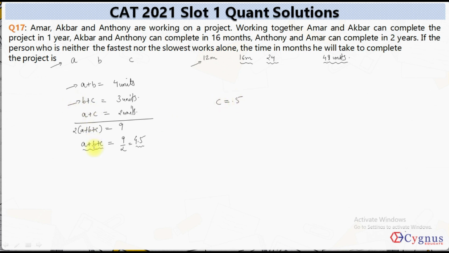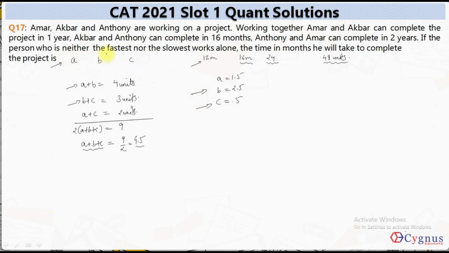When you put B plus C is equal to 3 units here, you will get A equal to 1.5 units. Similarly, you will get B equal to how much? 2.5 units per month. So who's the fastest among them? That is B. Who's the slowest one? That is C.